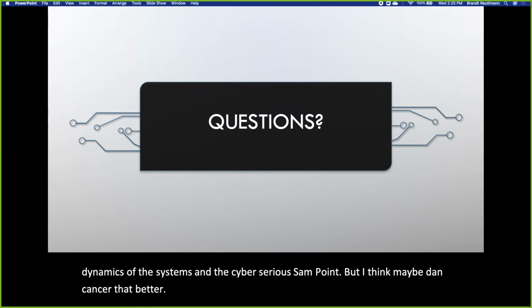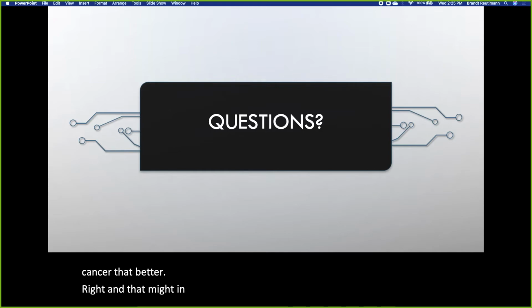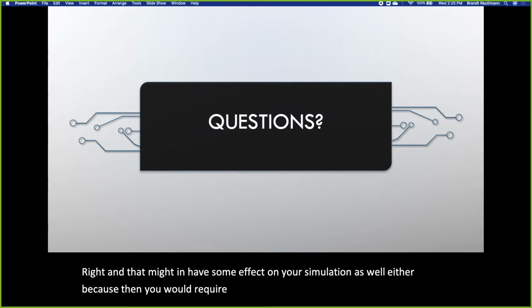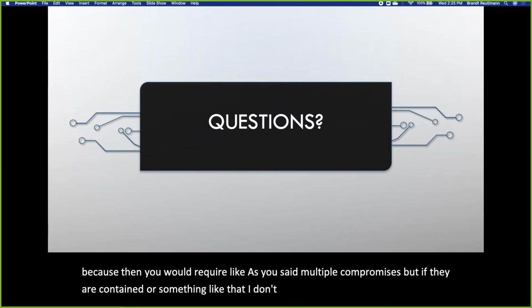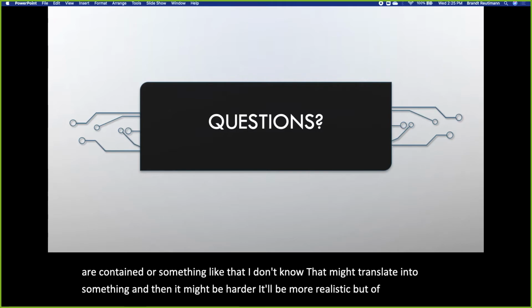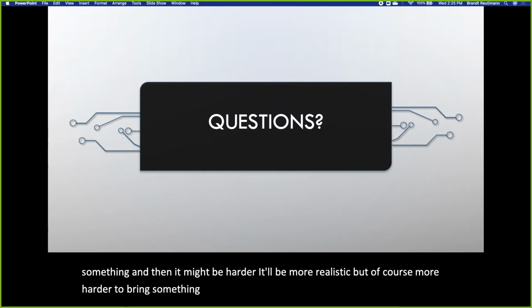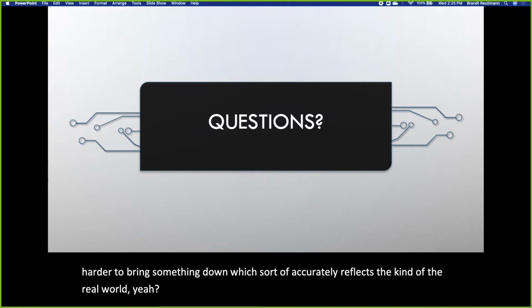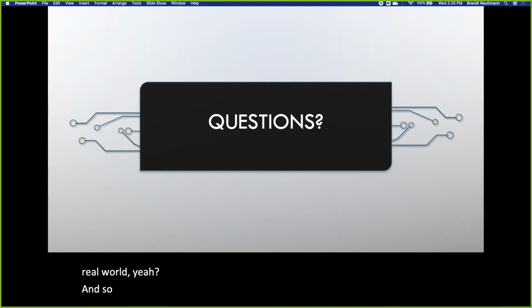Right, and that might have some effect on your simulation as well, because then you would require, as you said, multiple compromises. But if they are contained, it might be harder. It'll be more realistic, but of course harder to bring something down, which accurately reflects the real world. Yeah. So that was just a thought I had while you were doing your presentation.